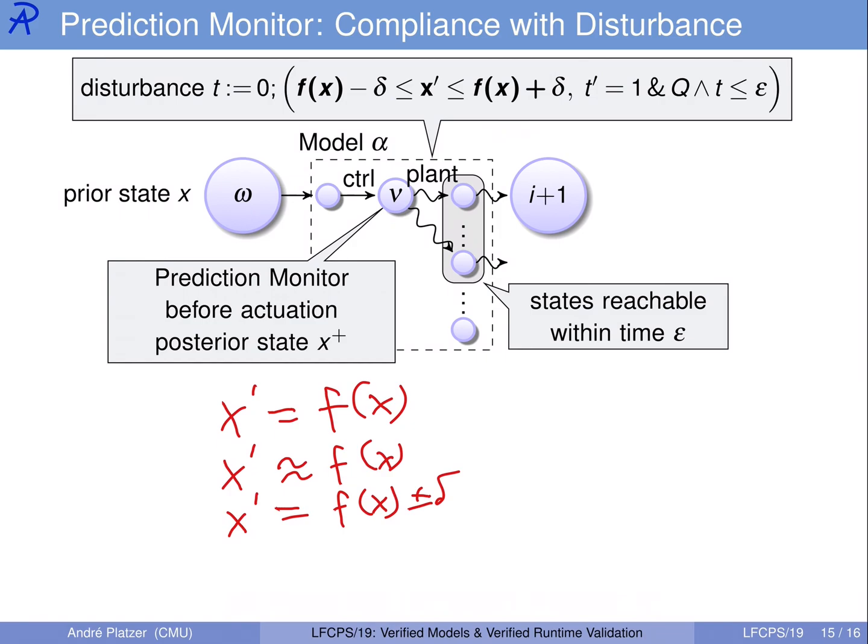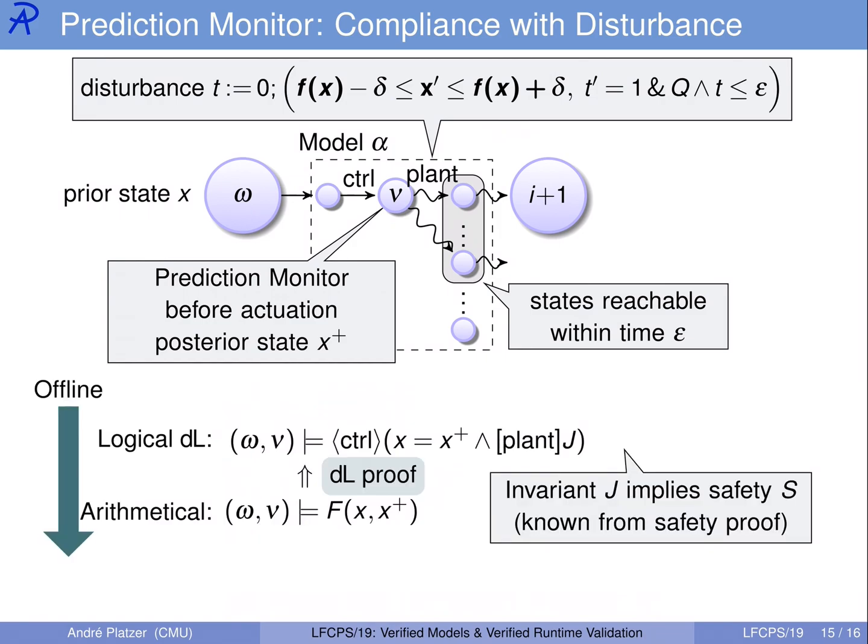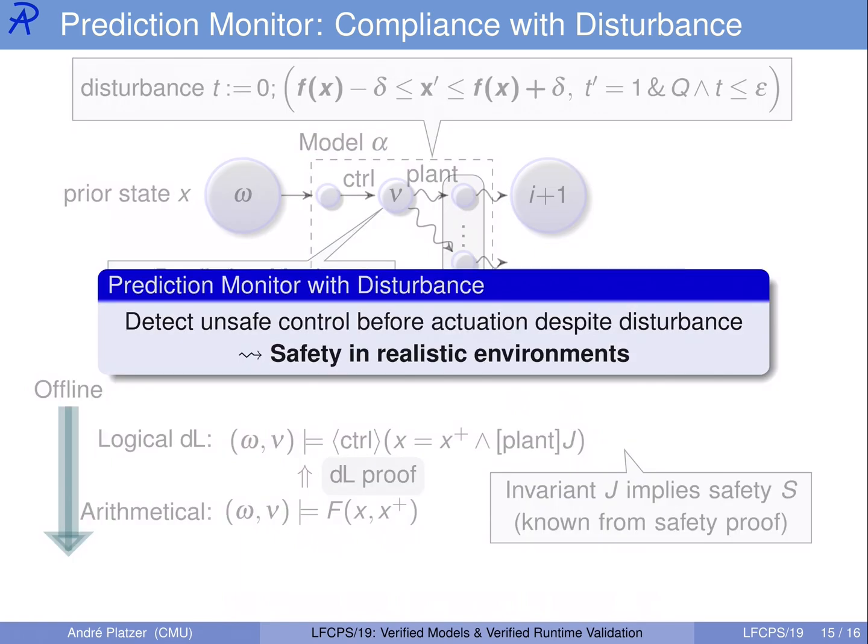And in that case, can you then again ask the question, what concrete control decision is such that all the behavior of the modified disturbed plant is safe, and do a differential logic proof for that, and then work for a similar safety theorem as before to make sure that the prediction monitors enable even tolerating disturbance, and the guarantee that you detect unsafe control behavior before actuation happens, despite the disturbance that might happen in reality, which enables you to get safety guarantees in realistic environments, even if your safety verification only worked with ideal world models.